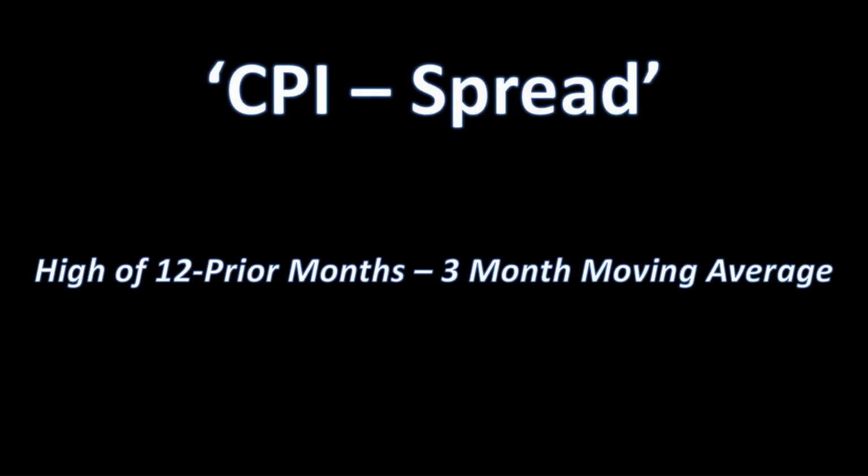How do we identify the CPI spread? It's very simply a comparison of moving averages. It's a comparison of the long-term 12-month moving average of the CPI data versus a short-term 3-month moving average of the CPI data. We basically take the highest high of the average CPI over the past 12 months, and from that subtract the 3-month moving average of that CPI. We're looking for a change where the 3-month is going to move a lot faster than the 12-month.